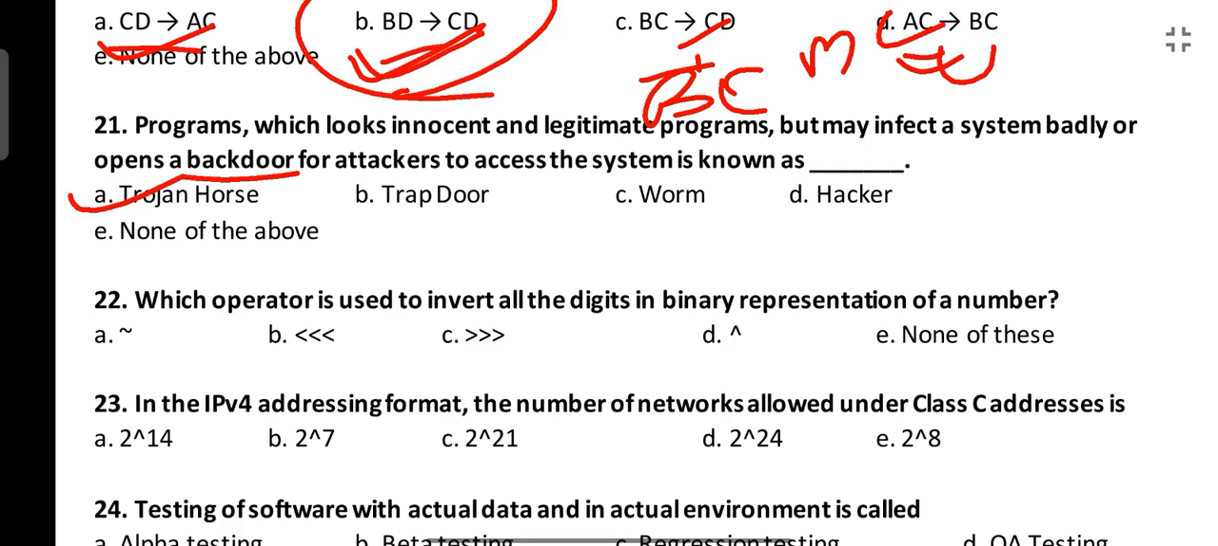Now backdoor and trapdoor can be used as interchangeable words. Somewhere both are used as the same, somewhere they are different. Trapdoor, in broader terms, is used by programmers intentionally to do some testing. And backdoor is whenever some virus comes into our system and makes a door for attackers. That is known as backdoor. So these are very closely related terms.